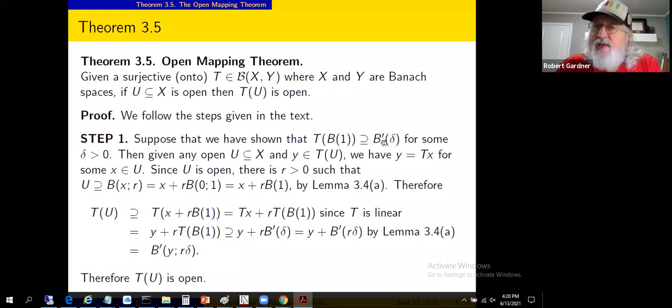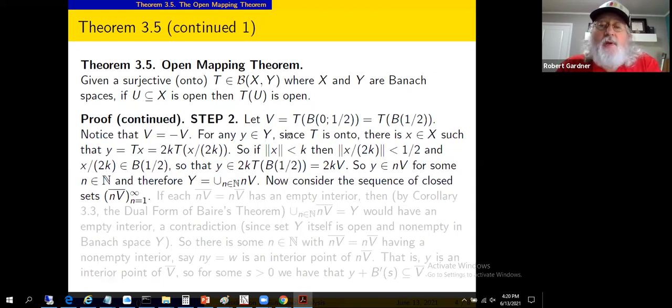So two more steps, some pictures, and a lengthy argument. The big goal is to find an open ball in Y that's a subset of the transformation applied to the unit ball from Banach space X. B prime of delta is a subset of T of B of 1.